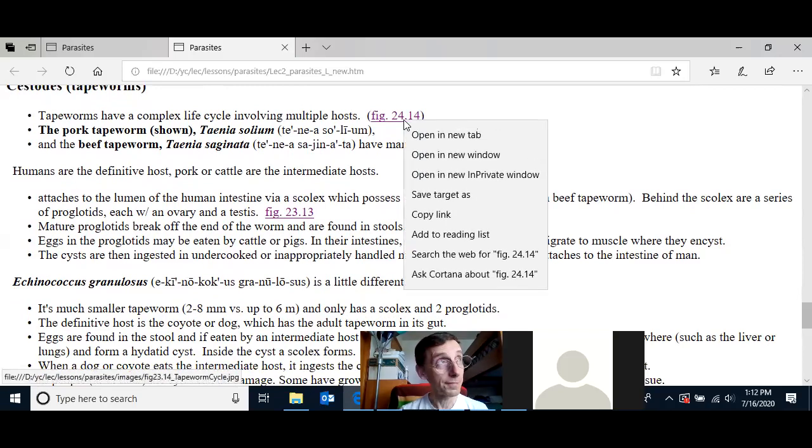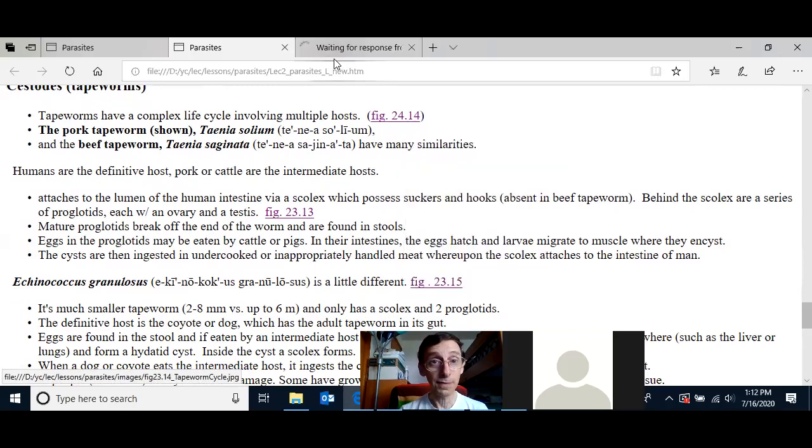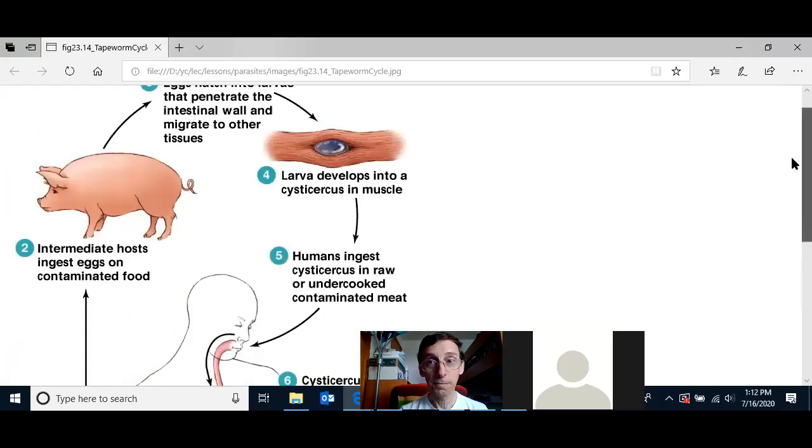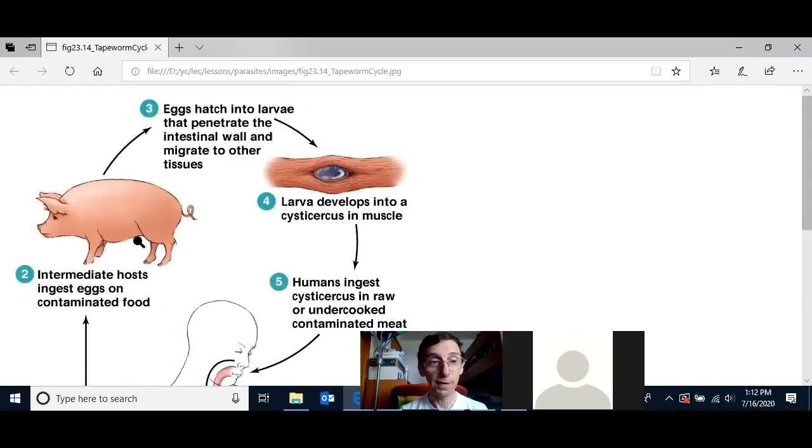Most of them have at least 2 hosts. I can't think of any that do not. Most of the species have an intermediate host where a juvenile form of the tapeworm lives. And then in the juvenile form, you have the parasite invading usually the muscle. And then the juvenile form of the parasite forms a cyst in the muscle.